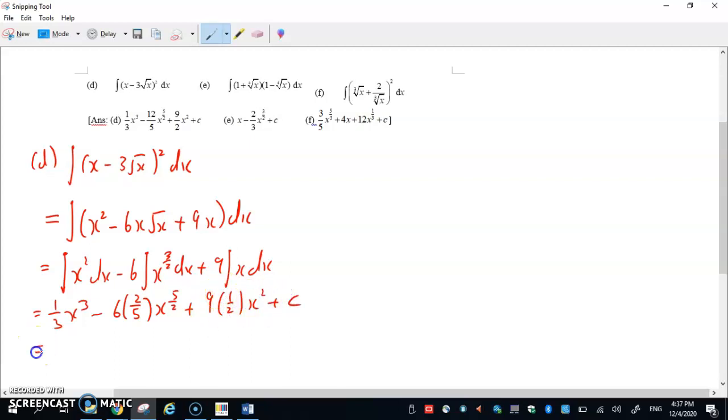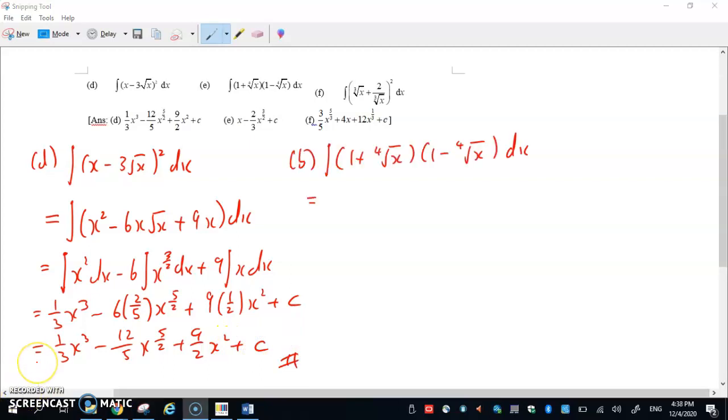c. Okay, what's the final answer? 1 over 3 x cubed minus 12 over 5 x to the power of 5 over 2 plus 9 over 2 x squared plus c. And that's our final answer. Okay, so now for part E.